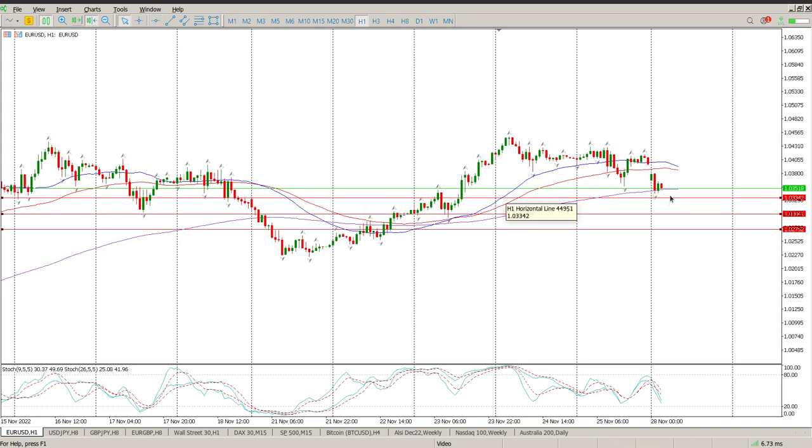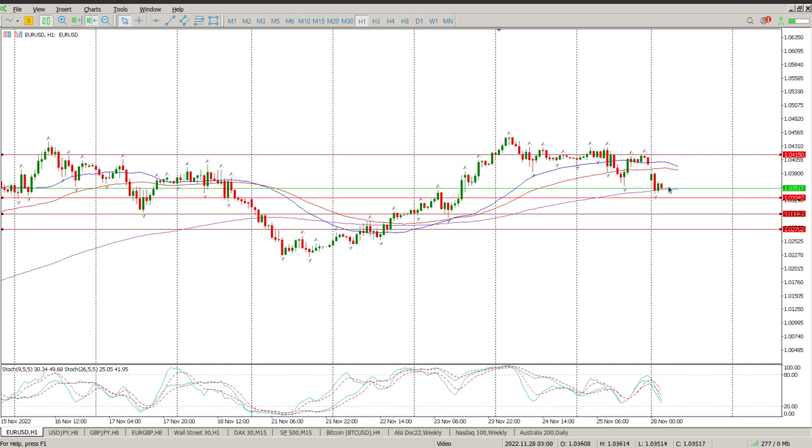So if we do find a base somewhere here at 103342, then a gap close is definitely on offer. If you find support here, then you're looking for a move back to close the gap. But ultimately, I'd want to see us getting above that area there, which is 104150, for us to move to the upside.